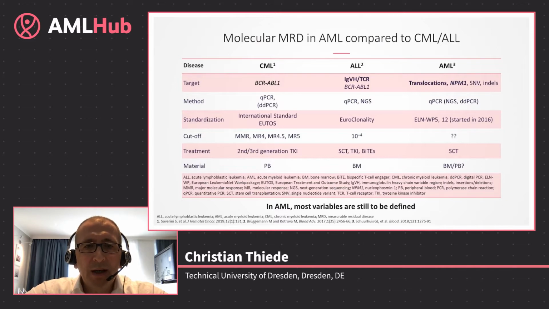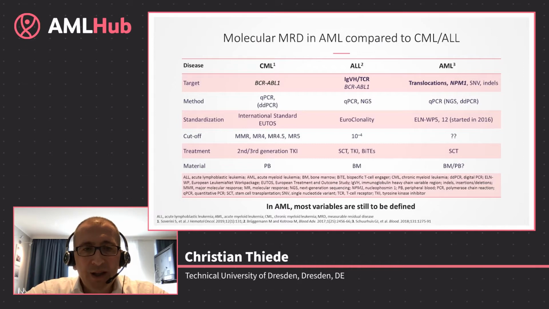I try to delineate some of the aspects which make AML different compared to CML and ALL, which is, of course, the target. So, for example, in CML, we have only one measurable target, which is detectable in every patient with this disease. In the ALL setting, we have either the immunoglobulin IgVH T-cell receptor rearrangement or BCR-ABL. This also translates to the method. So for one target, we only use one method, which is qPCR in CML, and in ALL we have qPCR and more next generation sequencing.